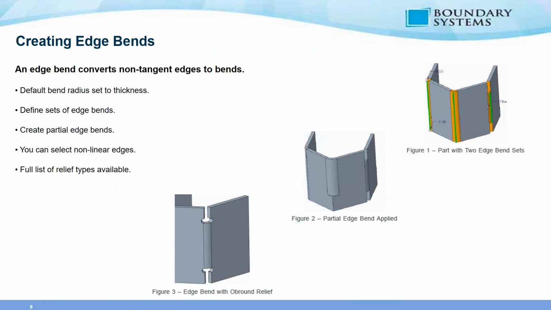Okay. So the other thing, see in figure 2, is you can create partial edge bends. So it doesn't have to go down the entire edge. You can control the length of the bend with either the drag handle, as you see in figure 1, which is the white box at the end of the actual edges, or with dimensional values.